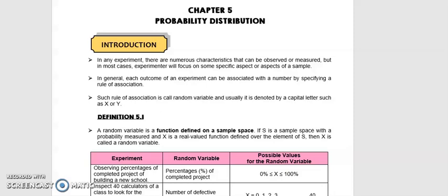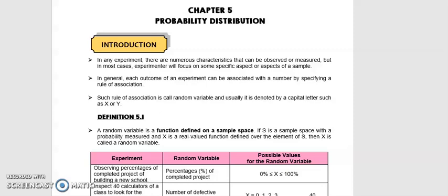So recall, a discrete variable is a variable that arises from a counting process. For example, we have the number of kids in a house. The number of kids you need to count, for example 1, 2, 3, 4, and so forth. So that is discrete. While a continuous random variable is a variable that arises from a measuring process.